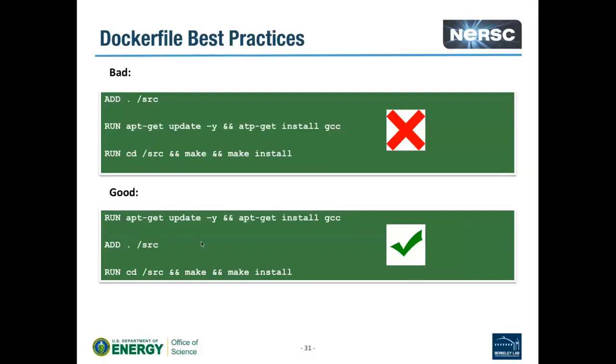So the problem with the first one is if I make even a small modification in that directory, it's going to wind up rerunning all these apt-get steps. And those could take a long time, right? So better to put those up front. That way, as I make source code changes, it's not going to reinstall my GCC every time I do a Docker build. In general, the slow-changing dependency pieces, put those at the top of your Dockerfile. The rapidly changing things, the things that you're iterating on the most, put those towards the bottom, and you'll get the best results.